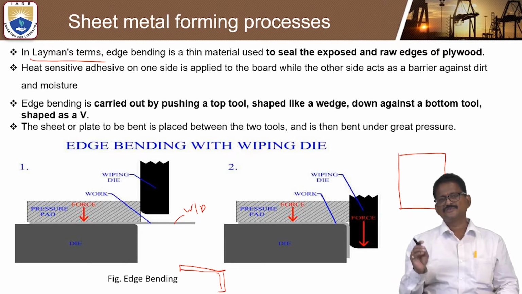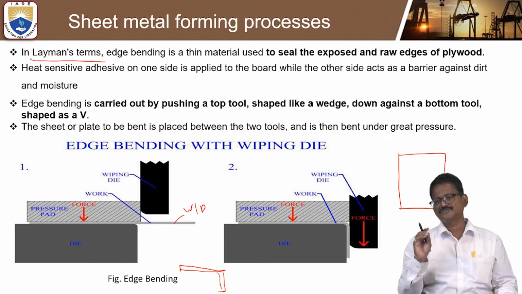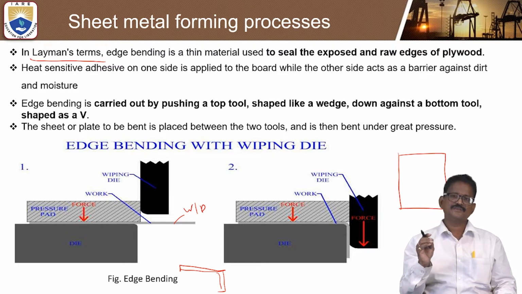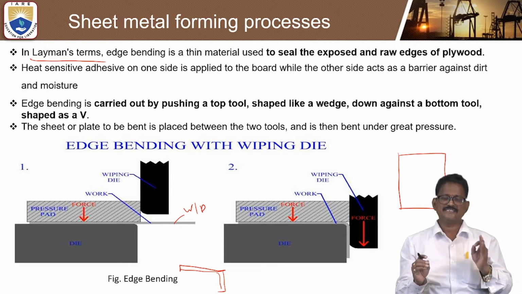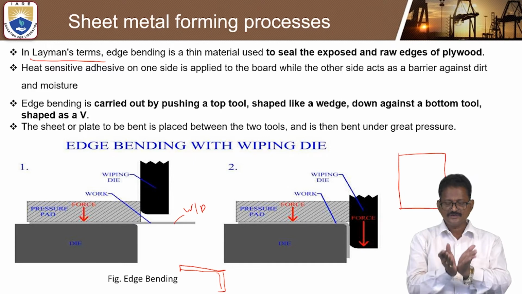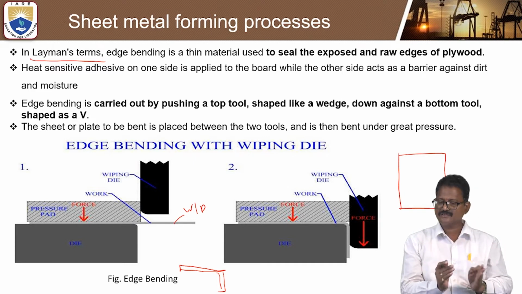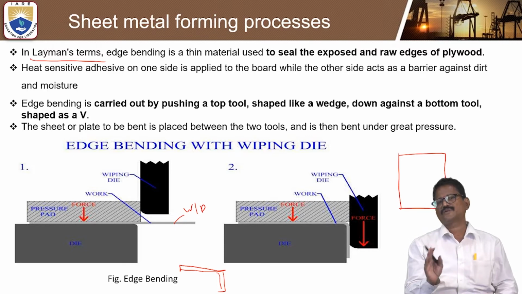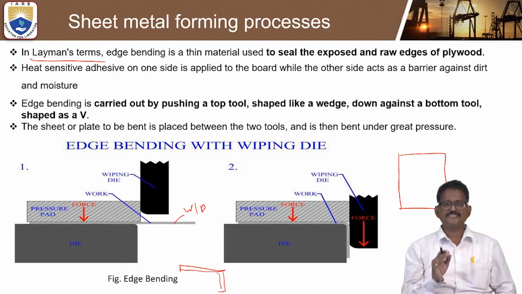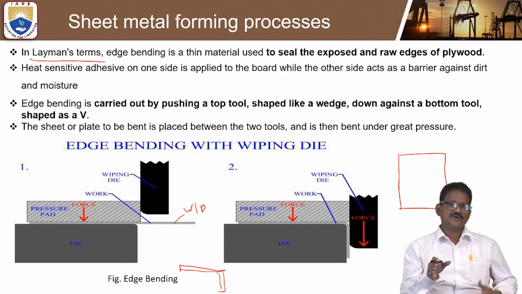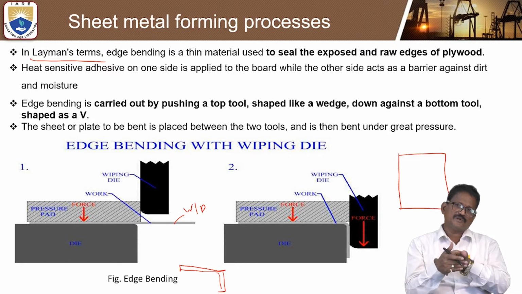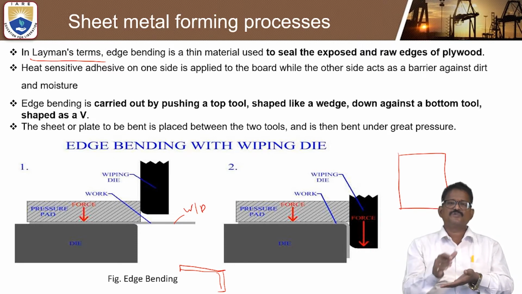Before going to that, how do you determine the bend elements? The first one is edge bending. In V bending, there is a V die and a V punch used effectively, and that V shape can be obtained. But in the case of edge bending, it is carried out by pushing a top tool shaped like a wedge downwards to the bottom tool.